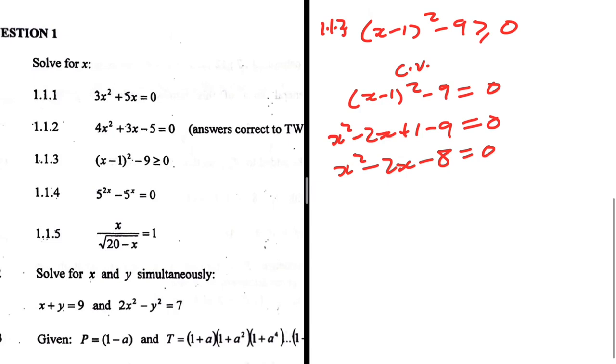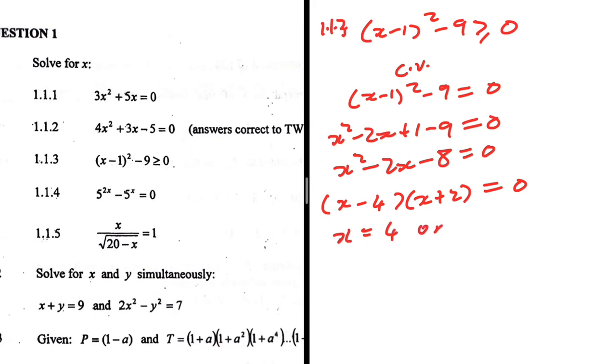So let's factorize this. 2 factors of minus 8, of which when we multiply, we get minus 8 obviously, and then when we add, we get minus 2. That is minus 4 and plus 2. And these equal 0. So it's either x equals 4 or x equals minus 2. So these are our critical values.